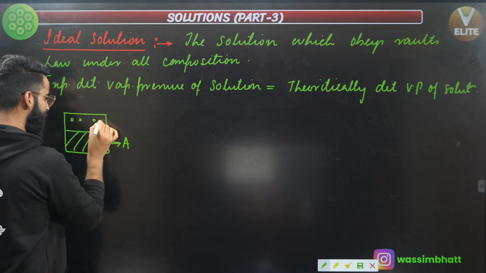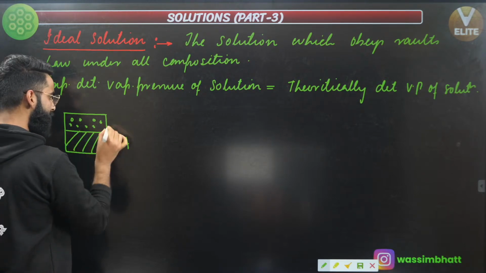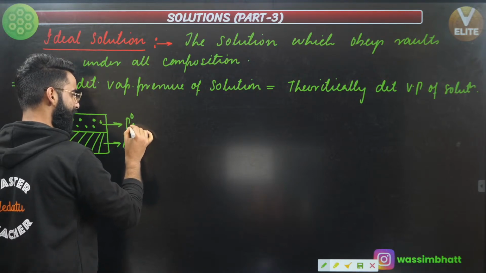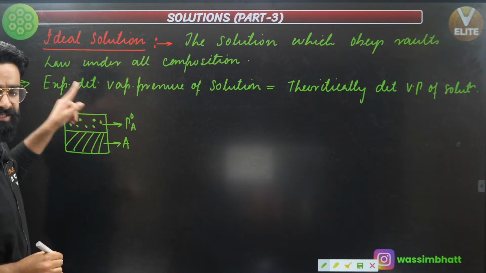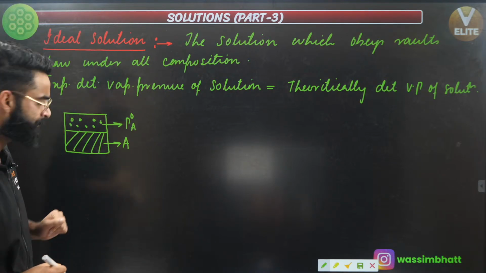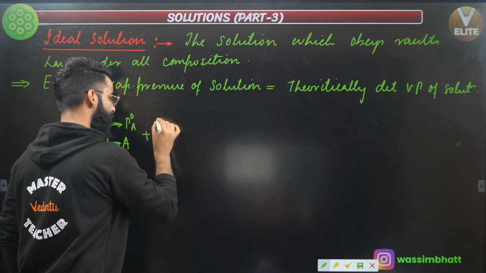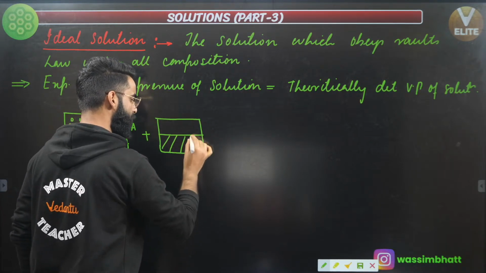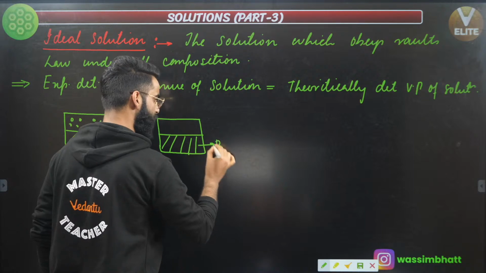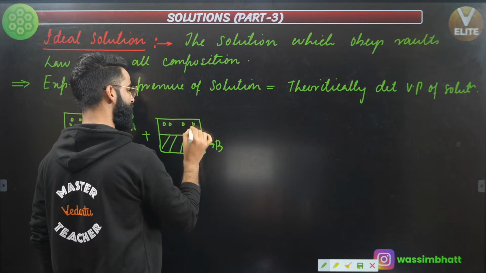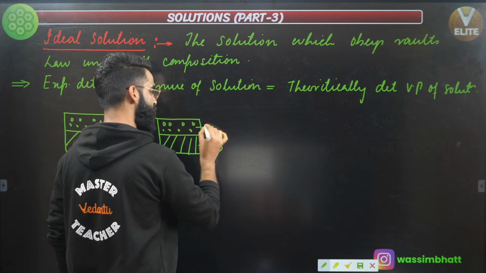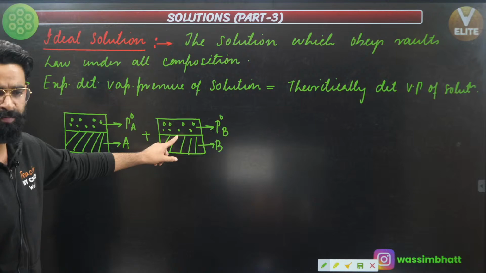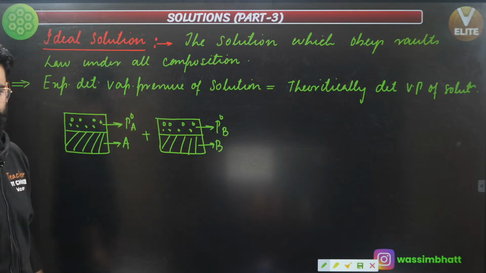And over here you'll be having only the vapors of A, and whatever is going to be the vapor pressure right here, that's going to be due to A, which I'm calling as P naught A. P naught A is the vapor pressure of A in pure state. Now similarly, I've got one more container over here, and in this container I'm keeping one more volatile liquid B. So over here you'll be having vapors of B, and whatever is going to be the vapor pressure, I'm representing by P naught B. So P naught B is the vapor pressure of B in pure state.